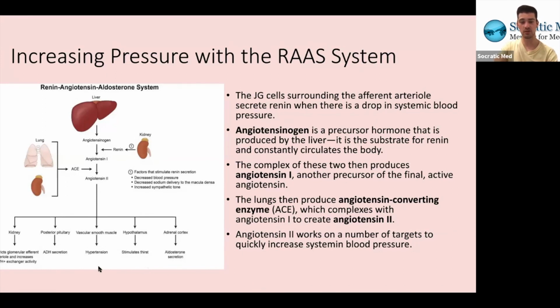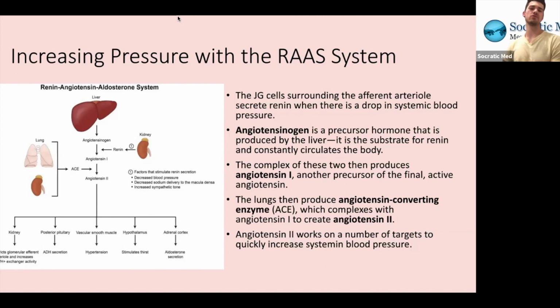And that acts pretty quickly, so it's a pretty acute system. Does anybody have any questions about how that works? I don't really think you will need to know much more for the MCAT than what's on this slide.